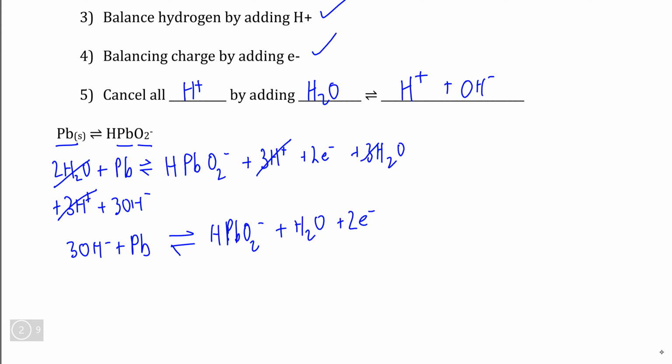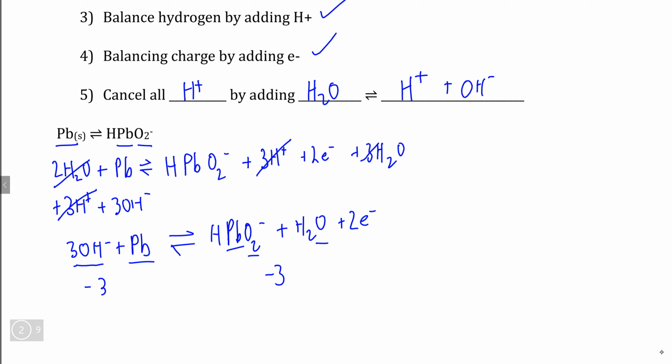If we double check whether everything balances, we have 1 lead on both sides. We have 2 plus 1 is 3 oxygens on both sides, and 2 plus 1 is 3 hydrogens on both sides. And if we take a look at the total charge, we have 3 OH-, which means we have a total of -3 charge in our reactants, and then we have 2 electrons plus the negative charge from the polyatomic ion, which is a total charge of -3.